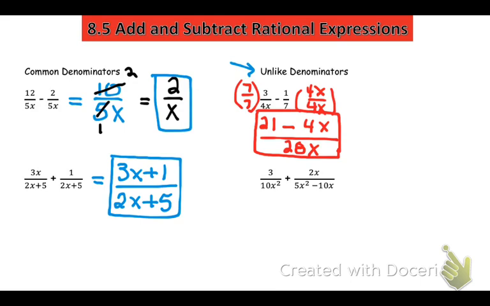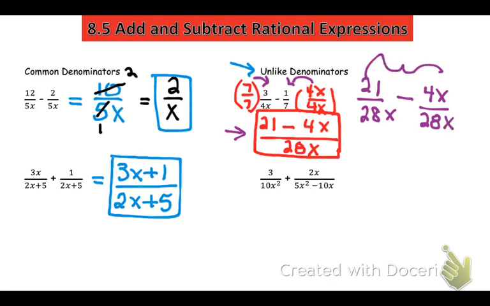Just in case anyone's confused how I jumped from the beginning to our end fraction, here we said 21 over 28x minus 4x over 28x. And then we couldn't really subtract the 4x from the 21, so we just wrote it as one fraction with a binomial in the numerator.